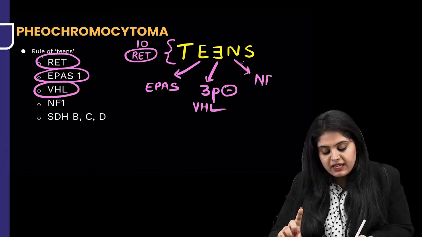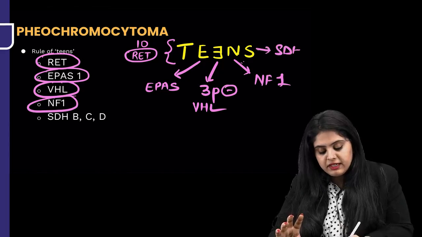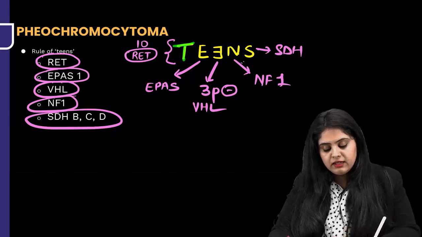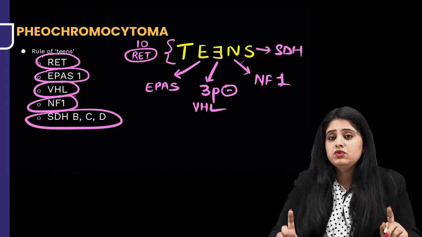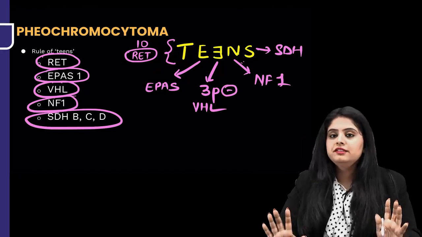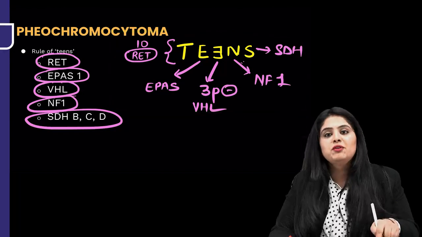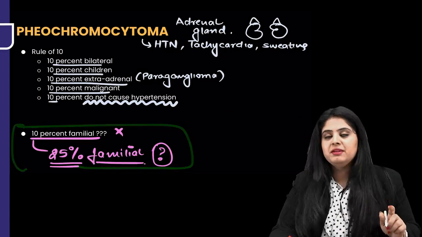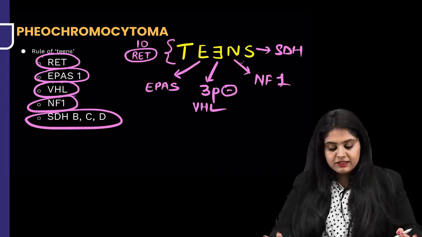N will remind me of NF1 syndrome, that is written over here, and S will remind me of succinate dehydrogenase, that is also written over here. So, repeating, if I am talking about 10 say RET, E say EPAS gene, 3 for VHL, N for NF1, S for SDH. This is not important for FMG, even NEET. For INI CET this is very important. So, the rule of 10 is even followed when the rule of 10 is not followed. Although it is not 10% familial, now it is 25% familial. So, even when I am not following the rule of 10, indirectly my mnemonic is 10 only. These are the genetics that you have.